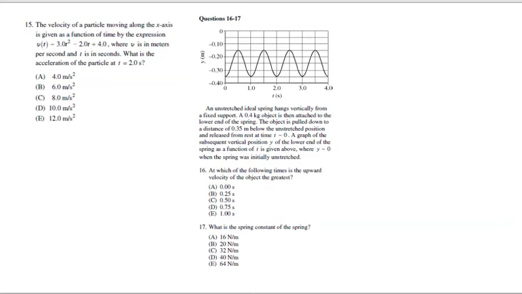Okay, similar situation to the last one. First one's pretty easy, and then this two-part one over here is a little bit more in-depth. Okay, so this one is a straightforward power rule.